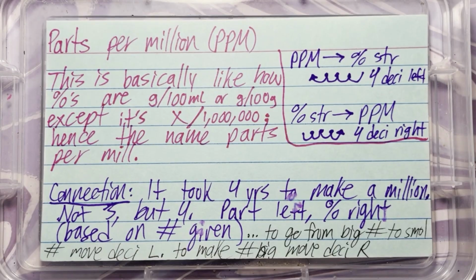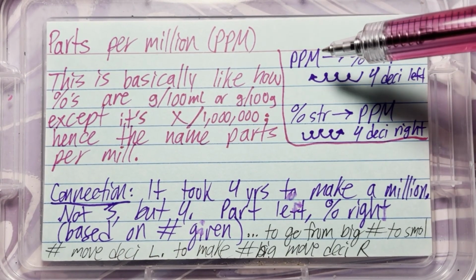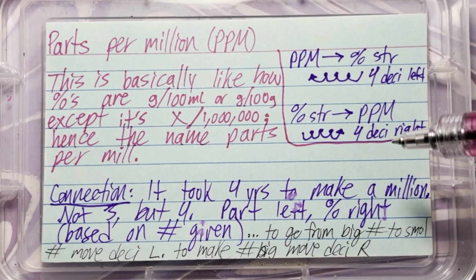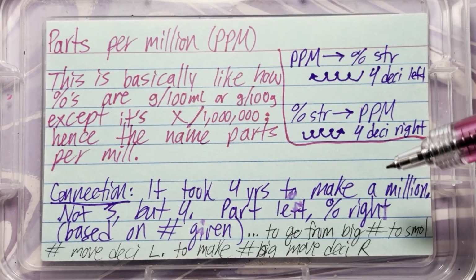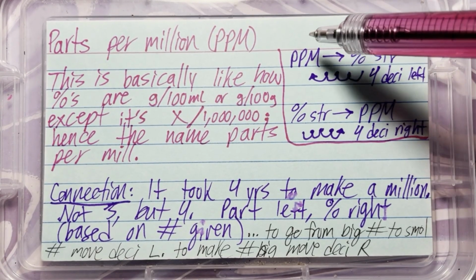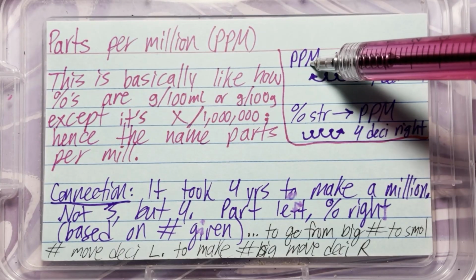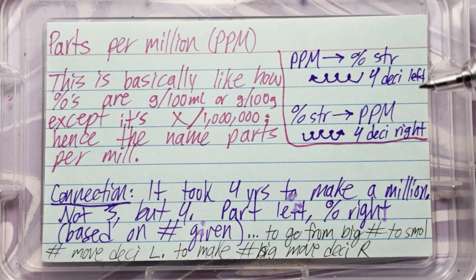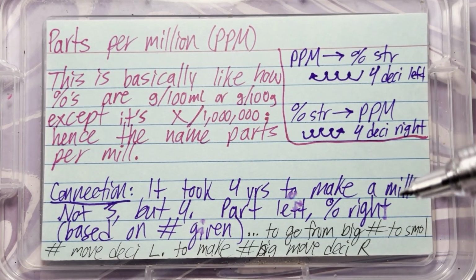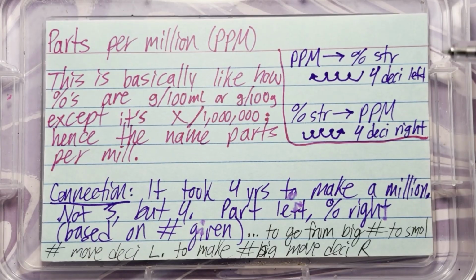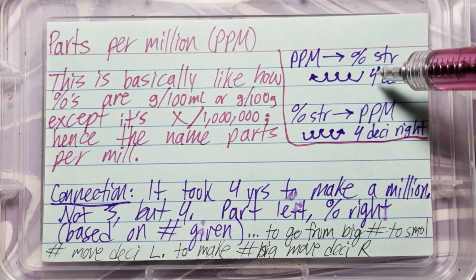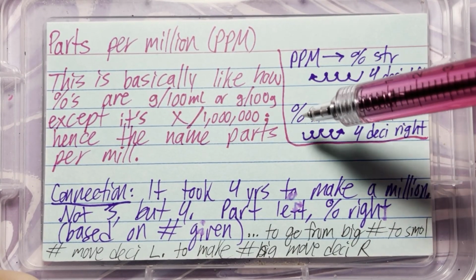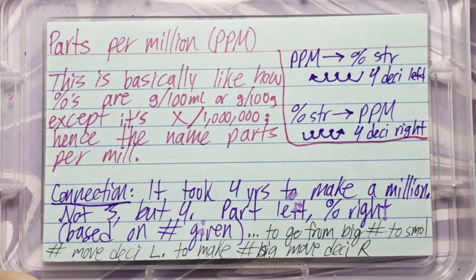Okay, parts per million. I remember this depending on which number you're starting off with. Part left, percent right. So it can also help to think of it like if you're going from a big number, which is the million, of course, to the percent strength, which is a small number, then you should be moving your decimal to the left because that makes a smaller number, right? So you just have to know that it's 4 times. Going from big number to small number, go to the left. Small number to big number, you move it to the right 4 times.